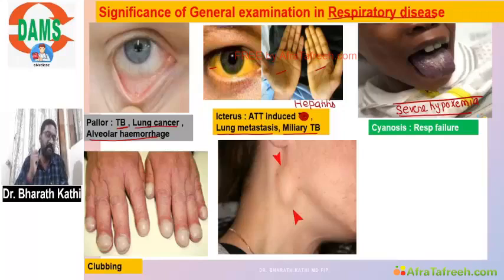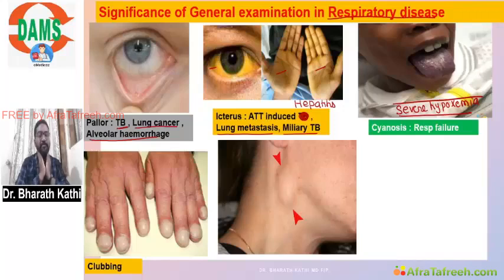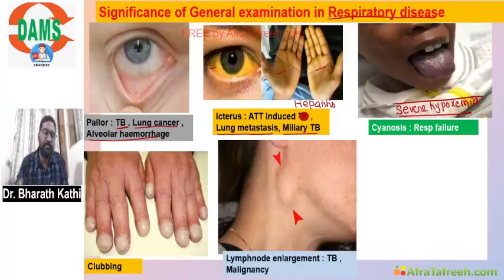Then what is this? This is any lymph node enlargement. How is lymph node enlargement related to respiratory disease? If there is a lymph node and the patient has come to you with respiratory symptoms, what can be the possibilities? Always when there is a lymph node, think of the possibility of cancer. When you are thinking in terms of malignancy, always examine the lymph nodes in the neck and in the axilla. Lymph node enlargement can be a possibility of malignancy and, very commonly in India, TB.